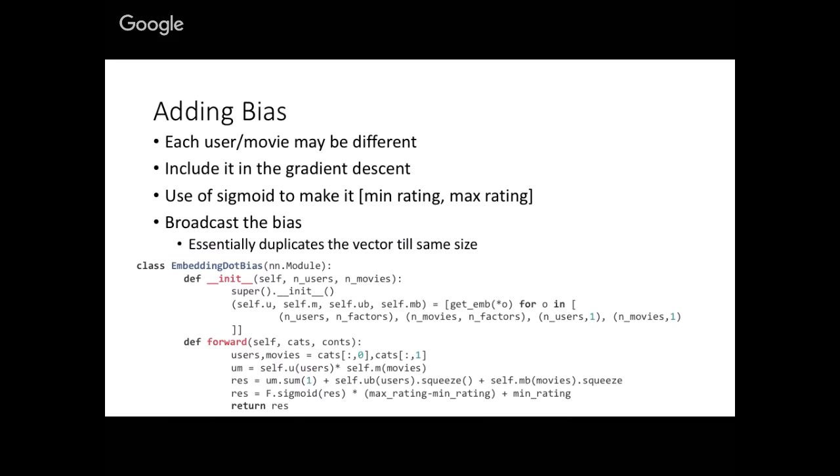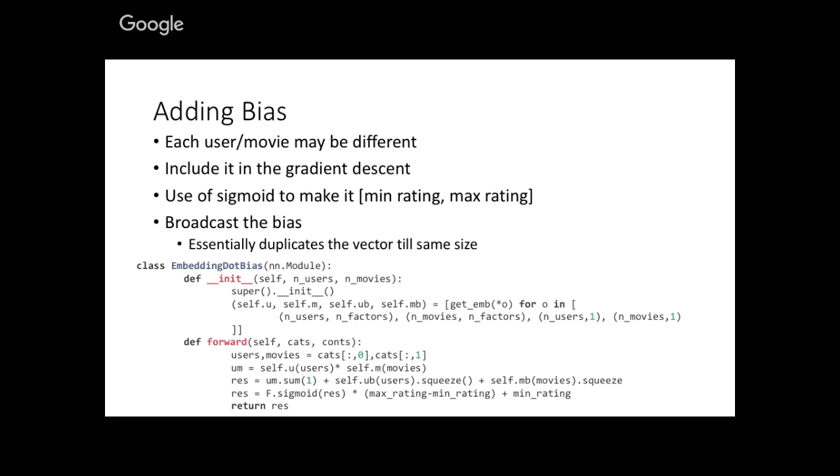Carry on. Yeah. Then this line is the setting of the minimum and maximum. Since with a sigmoid, you can only go from 0 to 1, that's why you multiply the sigmoid by the range of your rating, then add the minimum rating, so you will always be within the range.